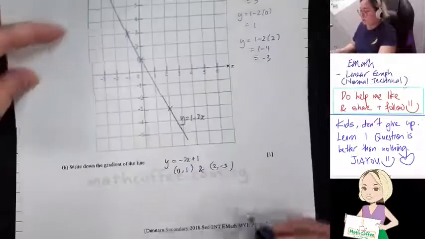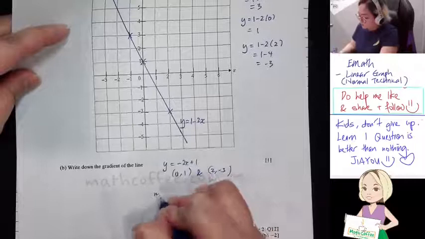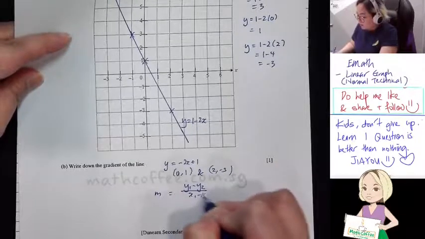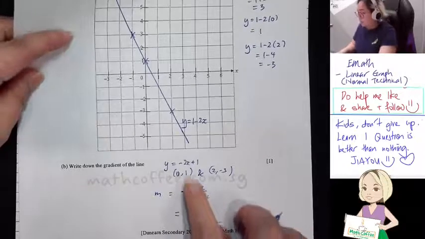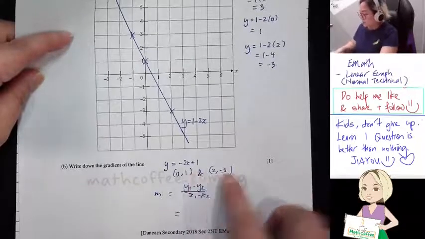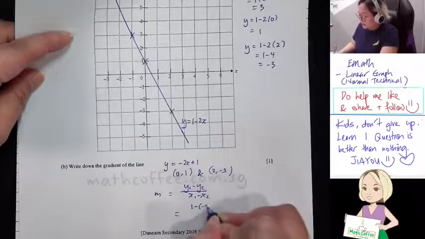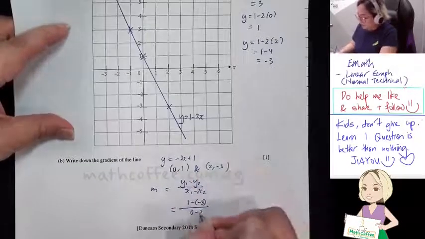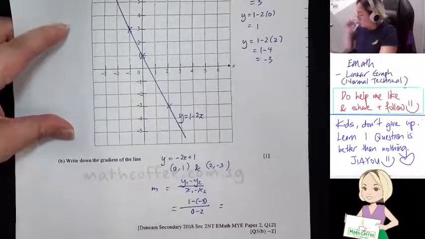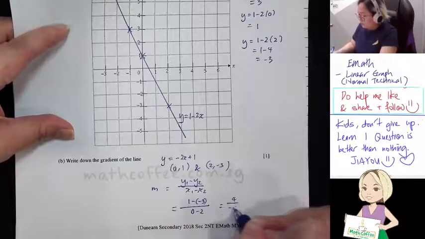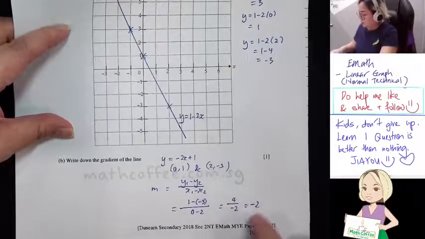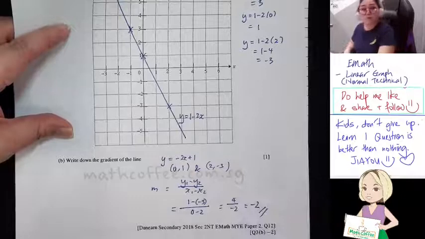So remember just now I said the gradient formula: y1 minus y2 over x1 minus x2. So y1 is 1, y2 is -3. So it's 1 minus -3 over 0 minus 2. So I will have 1 plus 3, which is 4. 4 divided by -2 will give us -2. So the gradient is -2.